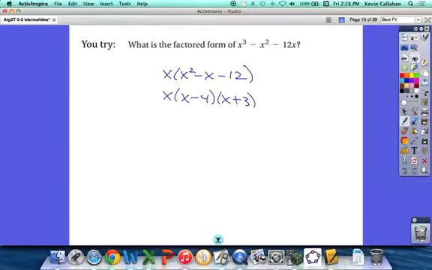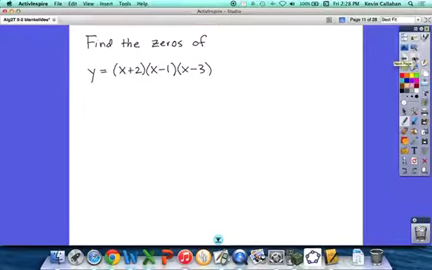Okay. Find the zeros. Now, technically, what you mean by a zero is the value of x for which y equals 0. So if you're given a function, y equals, you're going to substitute y equals 0.